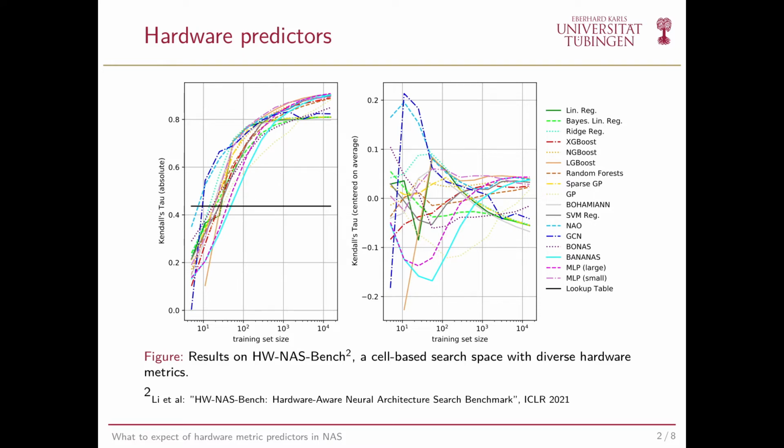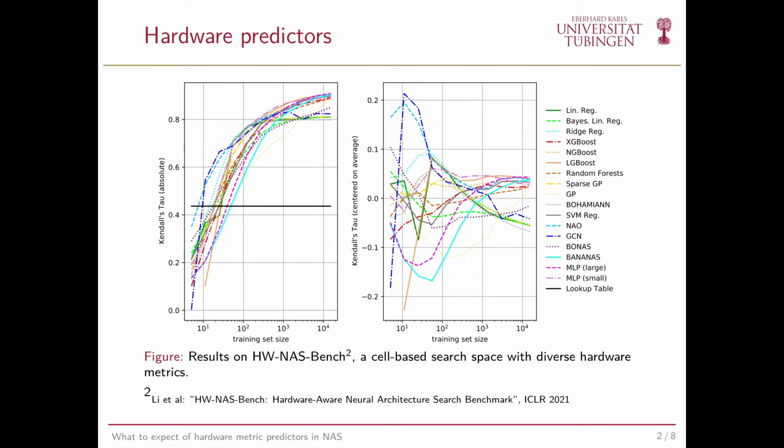You can see that depending on the training set size, our predictors are getting better. We can also see the horizontal line here, which is the lookup tables, a quite commonly used prediction method in architecture search. And we see that pretty much every data-driven predictor doesn't need all that many training samples to improve over it. On the right-hand side, you see the same data as on the left, except that it's centered on the average.